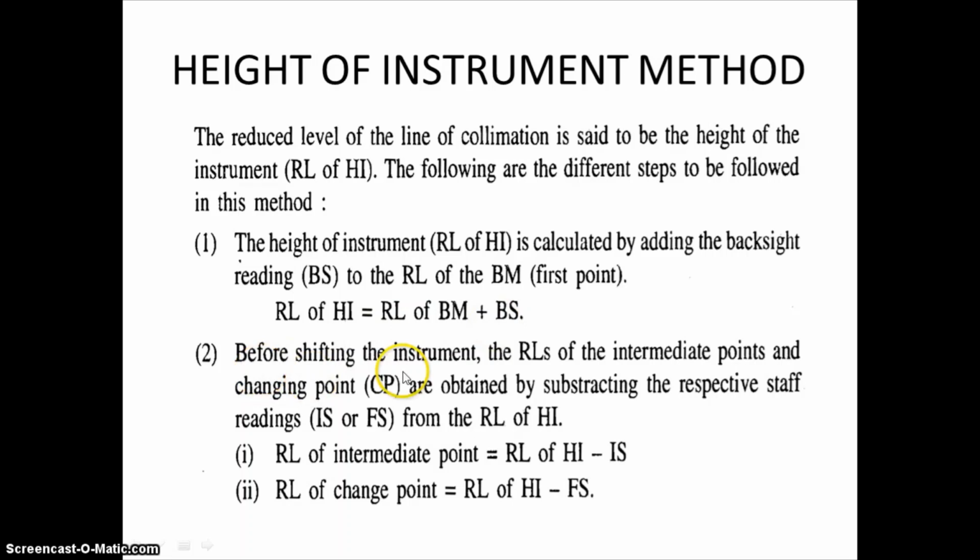Secondly, before shifting the instrument, the RL of intermediate points and change points are obtained by subtracting the respective staff reading, that is IS or FS, from the RL of HI. So if you want to calculate RL of intermediate points, what will that be? RL of HI minus IS. And if you want to calculate RL of change point, what will that be? RL of HI minus FS. Okay. So by this way, we can calculate the RL of all points.